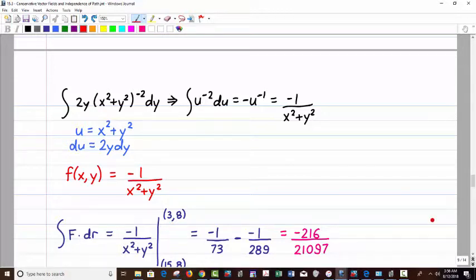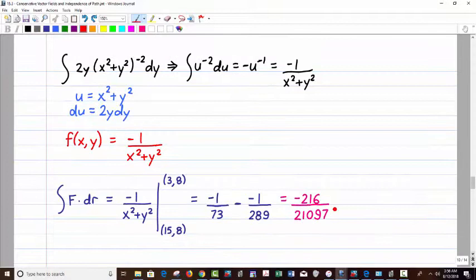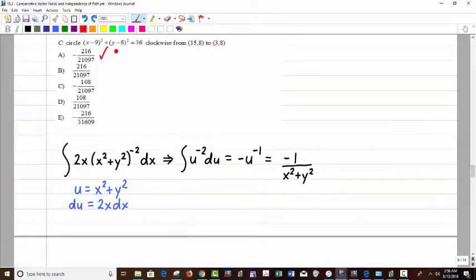And you can just put that in the calculator. You put in the 3, 8 as the upper point there, you'll get 73. You put in 15, 8, you get 289. And you can math frac that in the calculator if you don't feel like getting the common denominators. But it comes out to be negative 216 over 21,097, which is the answer I have checked right there for A.